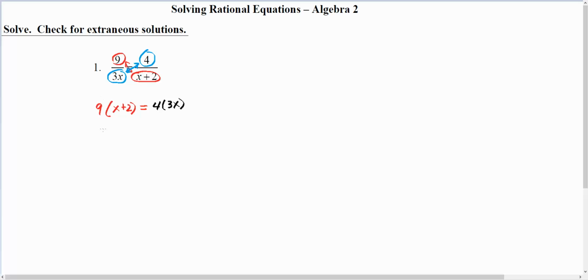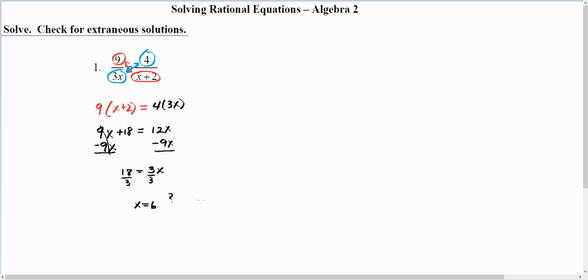You distribute the 9 and you get 9x plus 18 equals 12x. And in this case we can subtract 9x. We have 18 equals 3x. And since we're solving for x, we want to get rid of the 3. And we have that x equals 6.